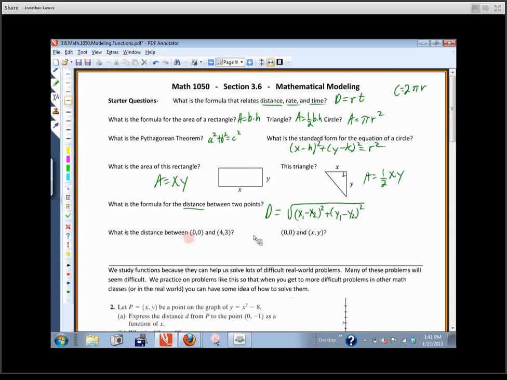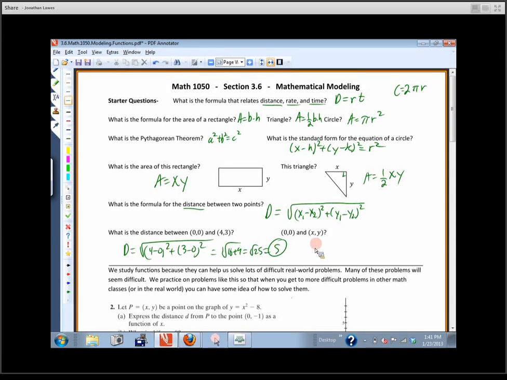Okay? And what is the distance between 0, 0 and 4, 3? So we already worked it out here. So I'm going to do 4 minus 0 quantity squared and then 3 minus 0 quantity squared. Again, difference in the x's, difference in the y's. That's going to be 16 plus 9. Square root of 25 is 5.